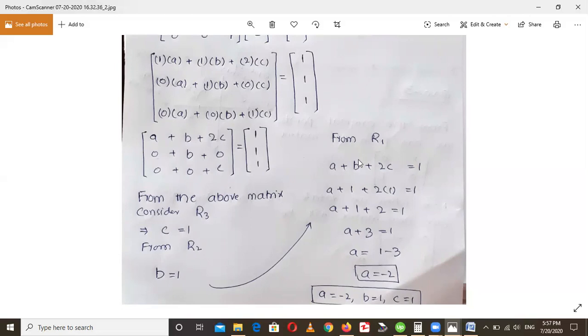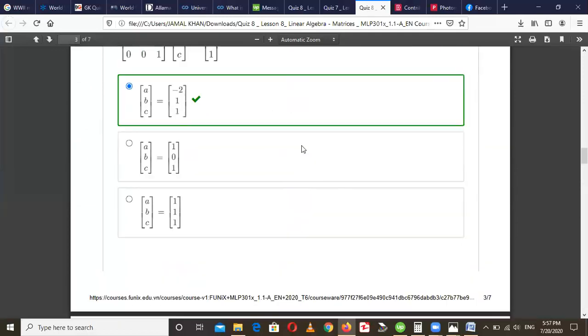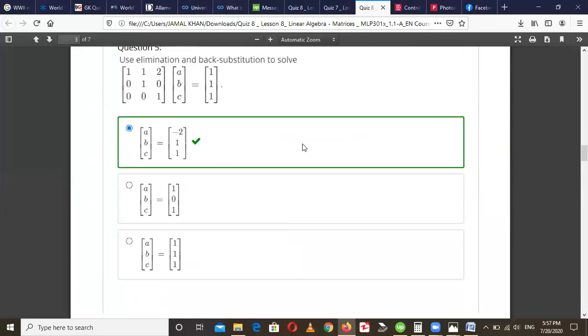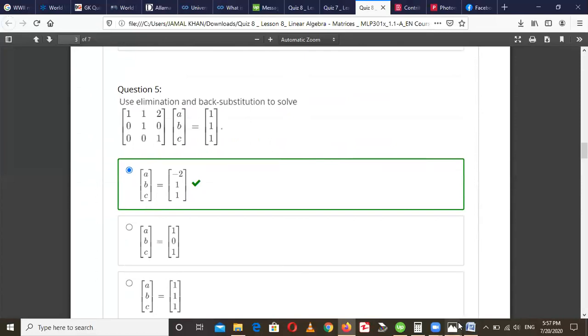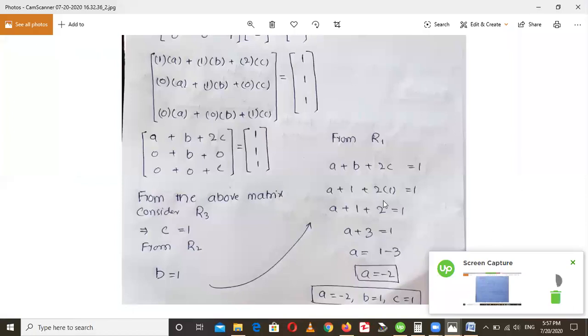Yes, I pick up row 1, A plus B plus 2C is equal to 1, and then simply put the value of B and the value of C to find the value of A. From this, I calculated the value of A as minus 2. So this is your answer: A is minus 2, B is equal to 1 and C is equal to 1. And look at your question. Yes, minus 2, 1, 1, and 1. Yes, I understand now.